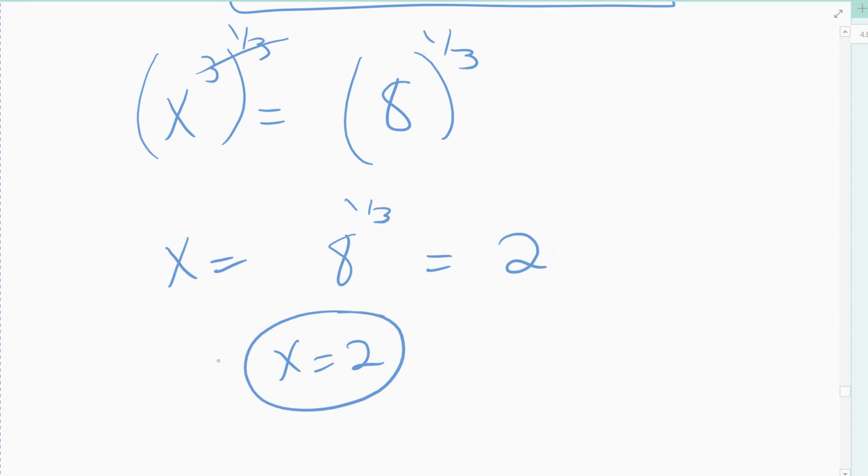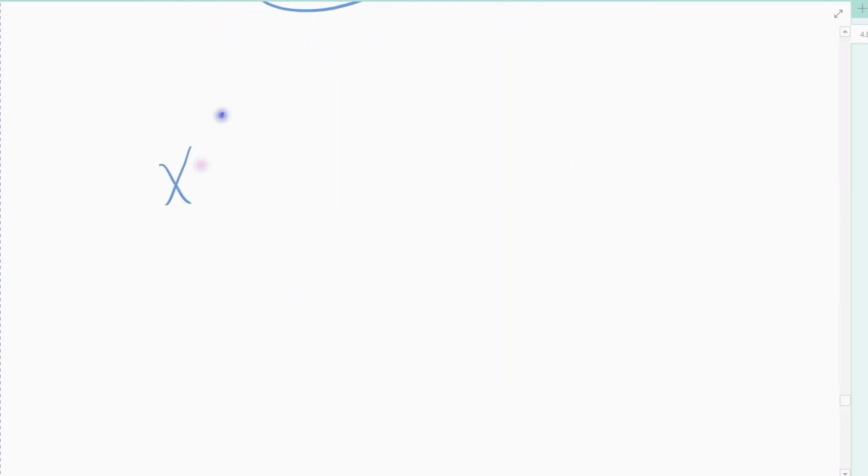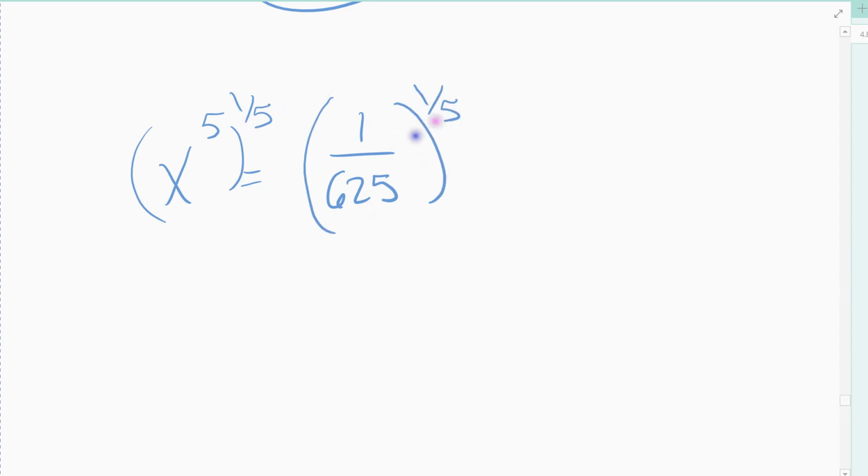Okay, so those are some simple power function rules. Another example would be, suppose I have x to the 5th equals negative 1/625. Same thing, it's an odd root, so I can raise this side to the 1/5 power, and this side to the 1/5 power. x equals negative 1/625 raised to the 1/5. So I know it's going to be a negative fraction. I'm just going to type that into my calculator and then hit my fraction key.